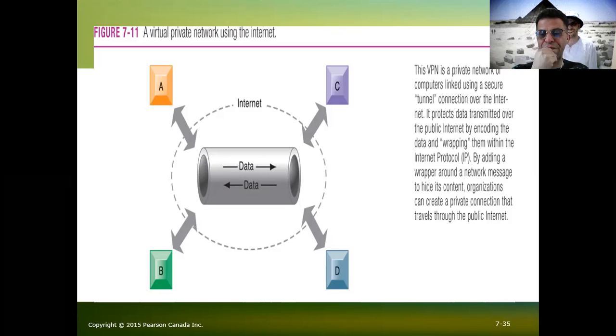So it is a tunnel connection over the internet. It protects the data transmitted over the public internet by encoding the data and wrapping it with the internet protocol. By adding a wrapper around the network message to hide its content, organizations can create a private connection that travels through the public internet.